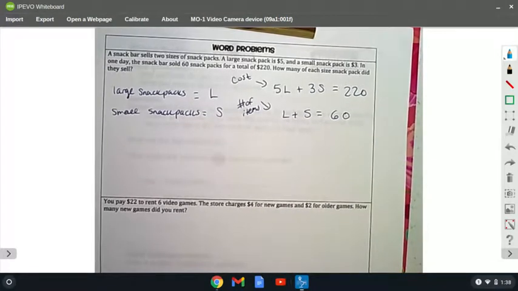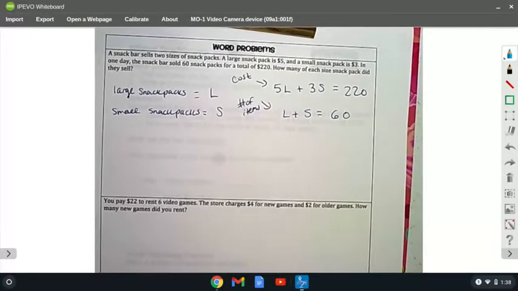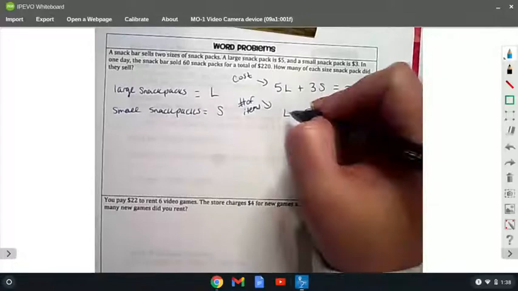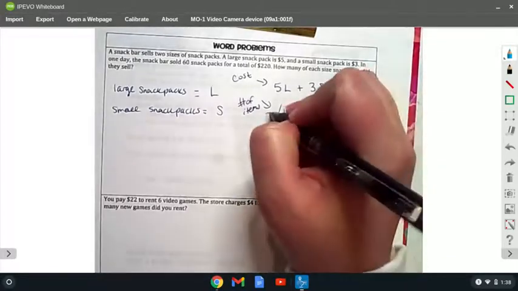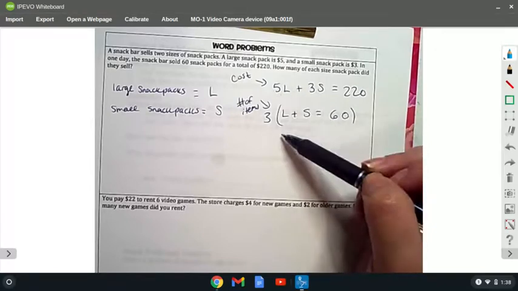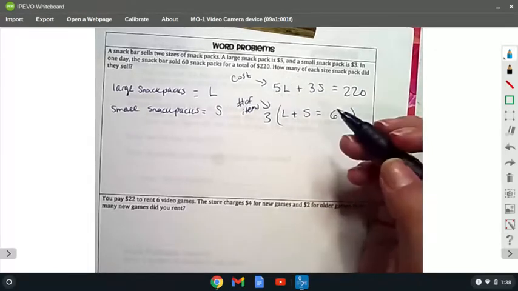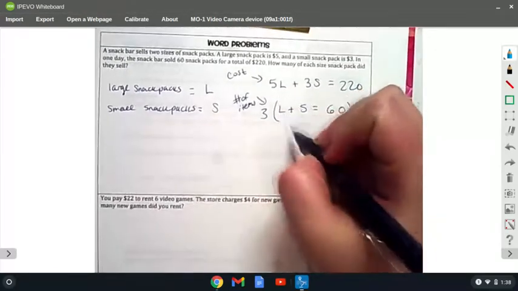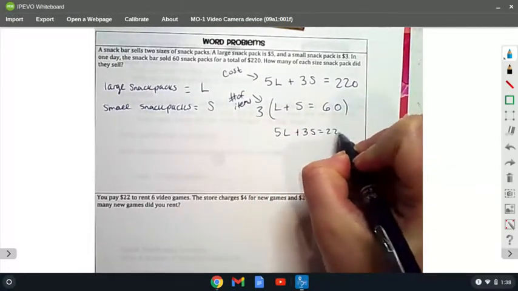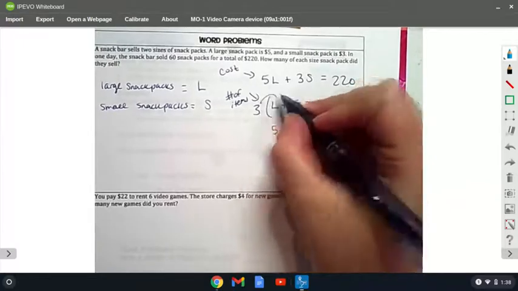So to solve this, they're both in standard form. I would probably do elimination. I would multiply this by 3, so then I could cancel out my S's. You could have also multiplied by 5 and canceled out the L's, up to you. So I'm just going to rewrite my top equation, and below it, I'm going to do this multiplication.